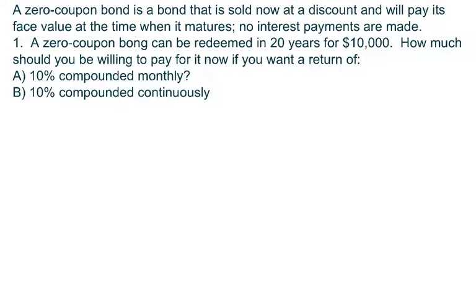Hi everyone. A zero coupon bond is a bond that is sold now at a discount and will pay its face value at a time when it matures. However, no interest payments are made.